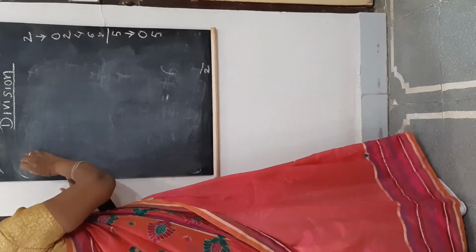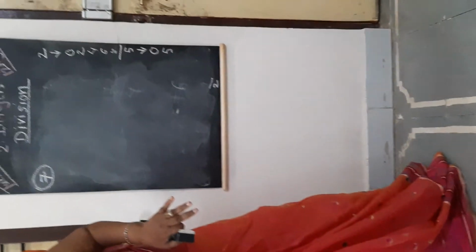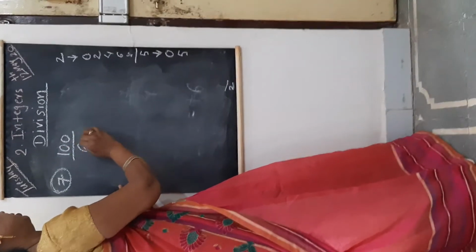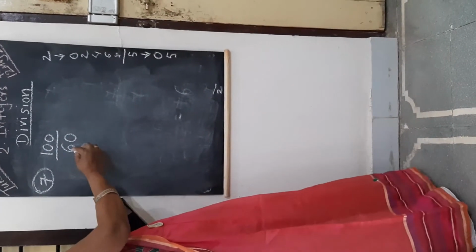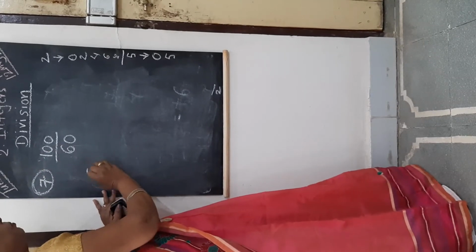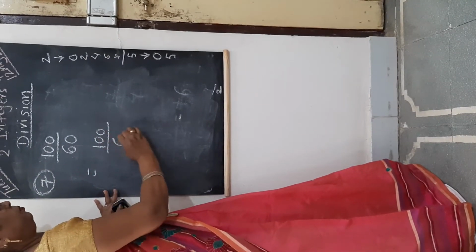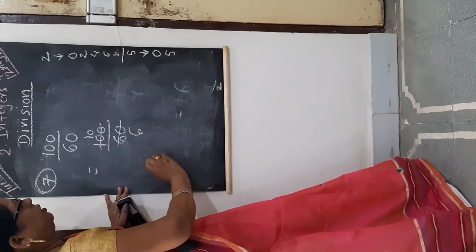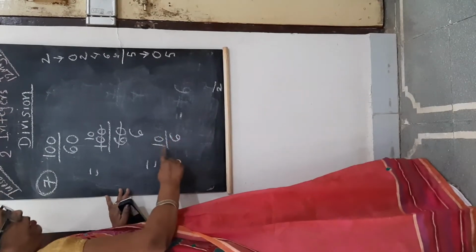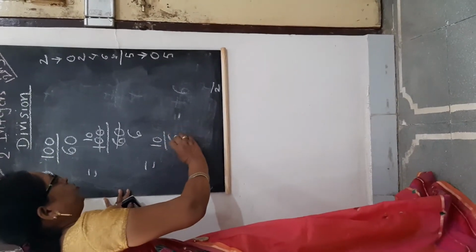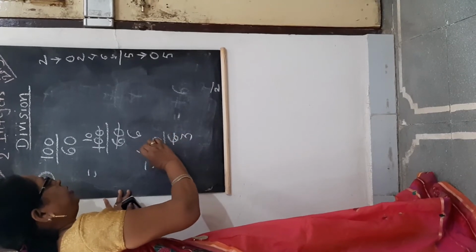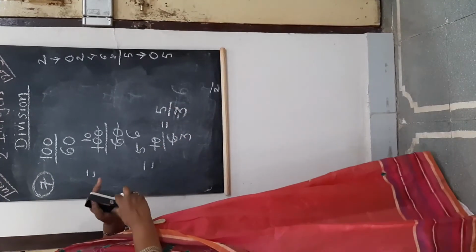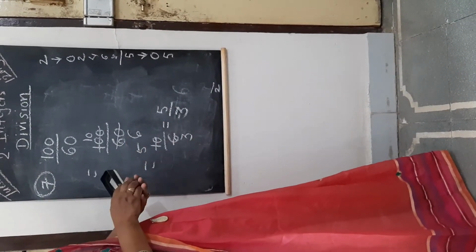Seventh example, 100 divided by 60. Both these numbers are from the tens table. This is a simple example. 10 sixes are 60 and 10 tens are 100. 10 upon 6. But again both these numbers are from the twos table. So 2 threes are 6 and 2 fives are 10. So the final answer is 5 upon 3. Here both numbers are positive, so the answer is also positive.